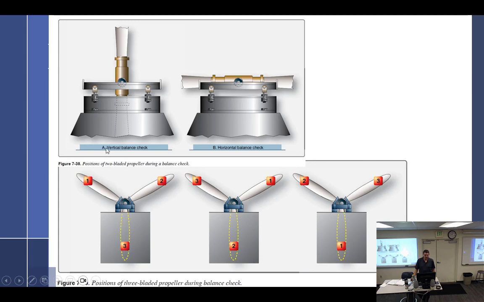So a prop that is out of vertical balance will not stay vertical. That sounded like a trick question. No, a prop that is out of horizontal balance will not stay horizontal. Rests vertical.